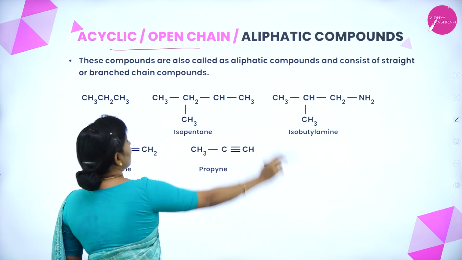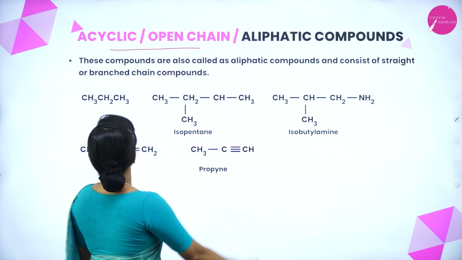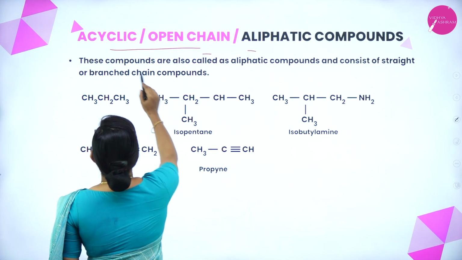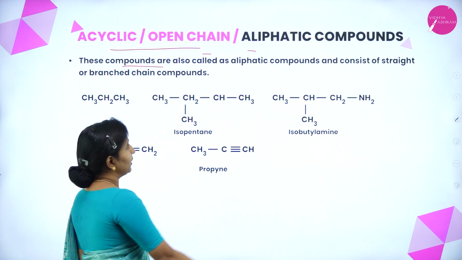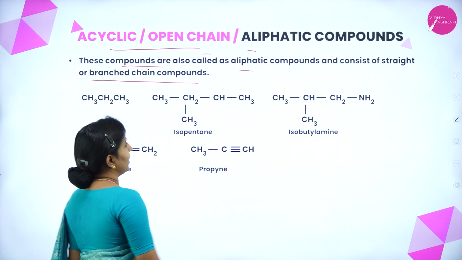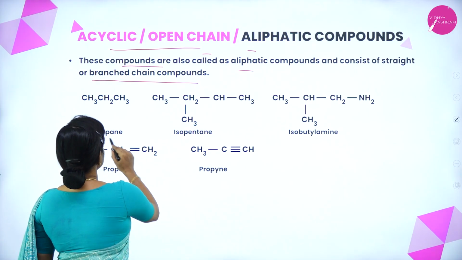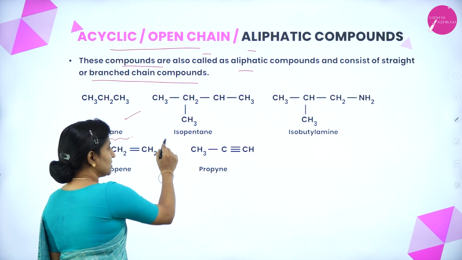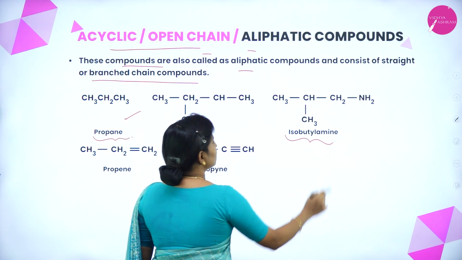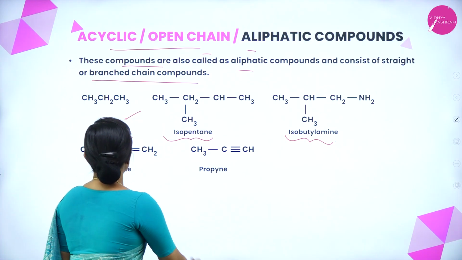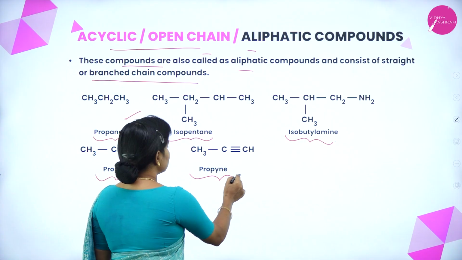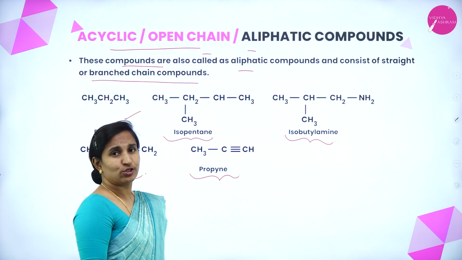Organic compounds can be classified into acyclic or open chain compounds. These are also called aliphatic compounds, consisting of a straight or branched chain. So this is propane, having a straight chain. This is isopentane, having a branched chain. This is isobutylamine, which is a branched chain. This is propane, a straight chain, and this is propyne, also a straight chain.